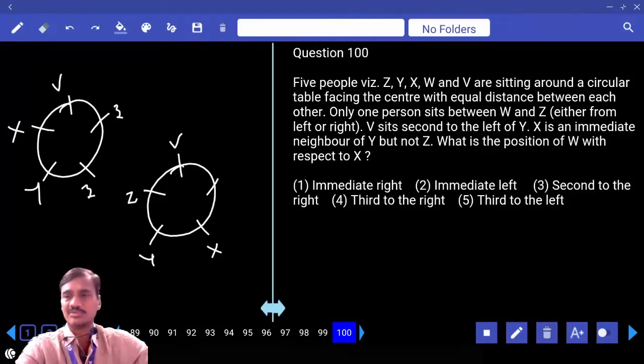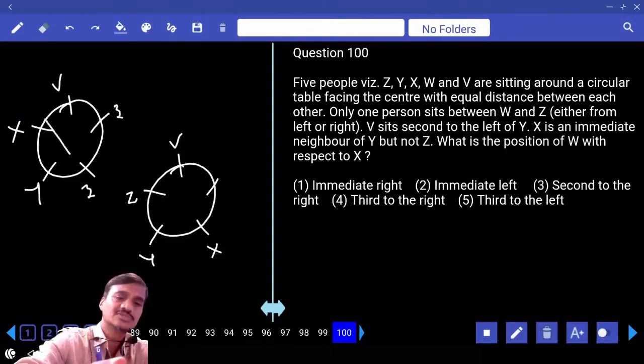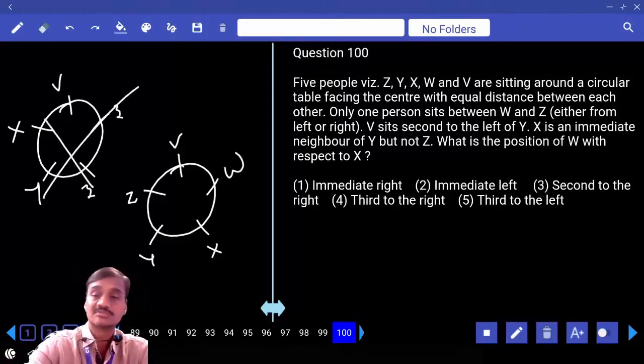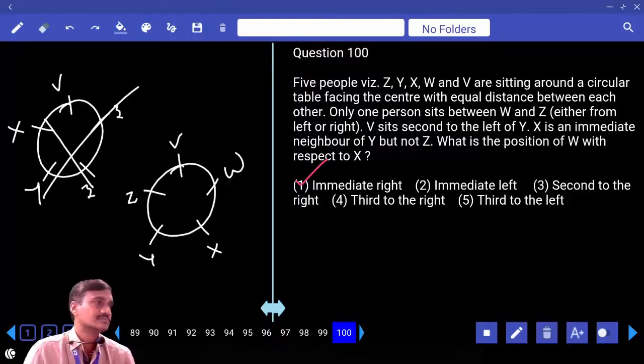Then what is the other possibility we have? Now only one person between W and Z. One person between W and Z is not possible in this case. Hence W is at this place. What is the position of W with respect to X? Immediate right, that is choice 1, question number 100. Clear now? Question number 100, it is choice 1.